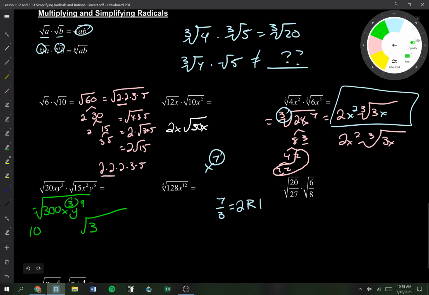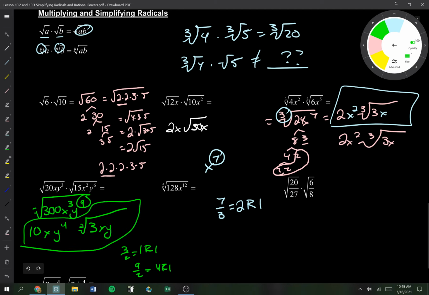If I take this power of 3 and divide it by the number on the shelf, which is a 2, 3 divided by 2 is 1, remainder 1. So 1x comes out, 1x stays in. If I take this power and divide it by 2, 9 divided by 2 is 4, remainder 1. So 4 y's come out, and 1 y stays behind. This is how it simplifies. Now that might not look much simpler, 10xy to the 4th, but it's going to be easier to work with as we move forward. Trust me, we like it simplified.